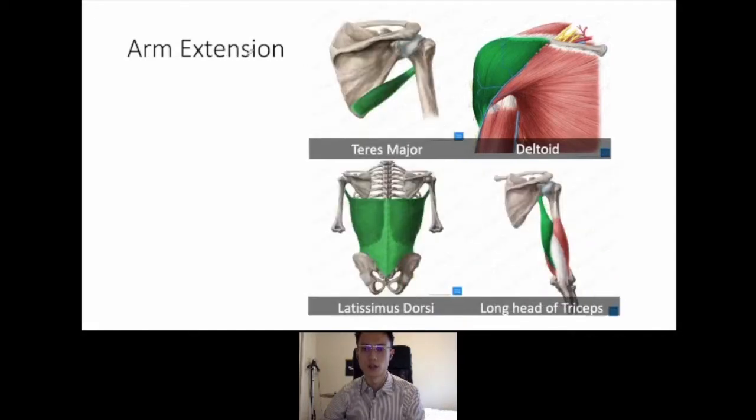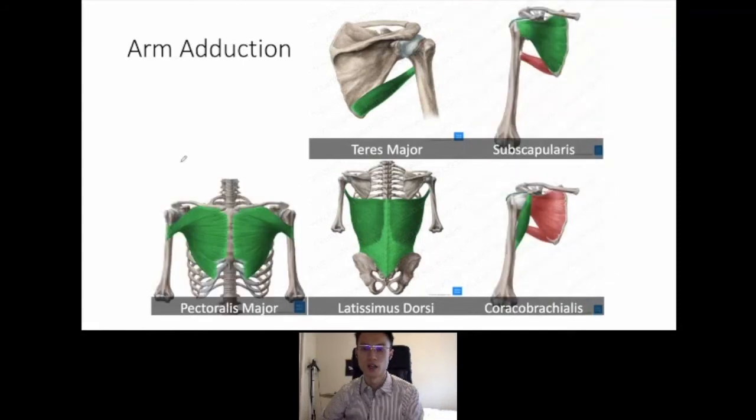Arm extension. Here we have the teres major, deltoid, latissimus dorsi, and the long head of the triceps. Note that the deltoid here only means the posterior aspect of the deltoid, because the deltoid can be separated into three parts: the anterior, lateral, and posterior. Here it is the posterior aspect that does the arm extension. The next one is arm adduction, which brings your arm closer to the body. The muscles that carry out this action are the teres major, subscapularis, pec major, latissimus dorsi, and the coracobrachialis.